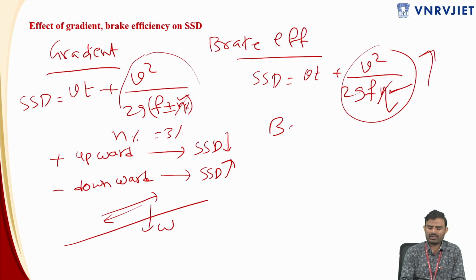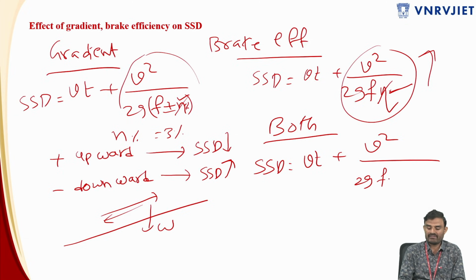Okay, and what about the condition when we have the effect of both gradient and efficiency? That is nothing but SSD is equal to Vt plus V square divided by 2g, f plus or minus n, where n is small n, multiplied by eta. So this is the combination of the effect of gradient and brake efficiency on stopping sight distance.